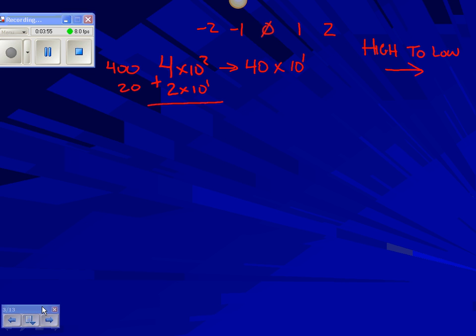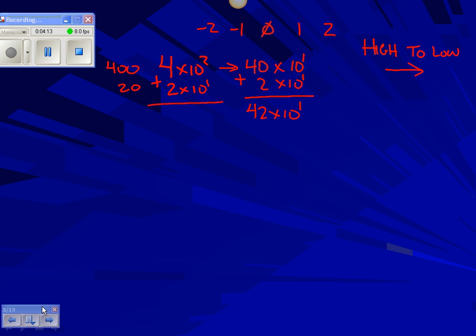That becomes 40 times 10 to the first. I'm going to leave my 2 times 10 to the first the same. Now my coefficients agree. Both of these are something times 10 to the first. So I'm going to add up. Now that they agree, I'm going to get an answer of 42 times 10 to the first.